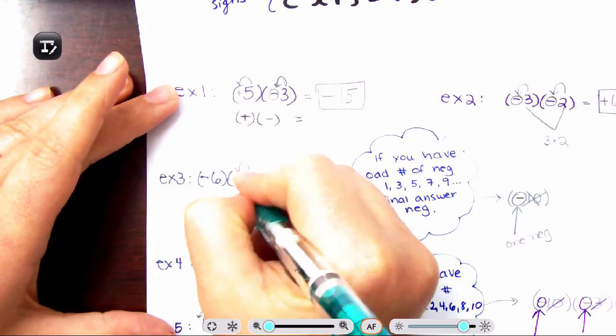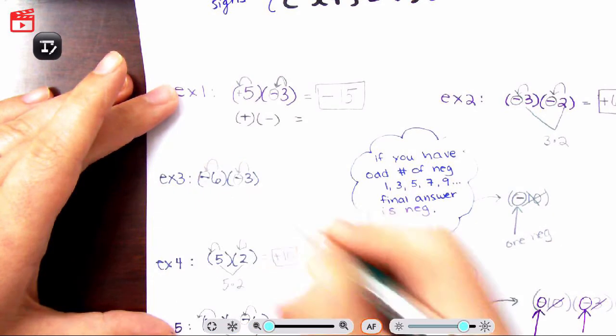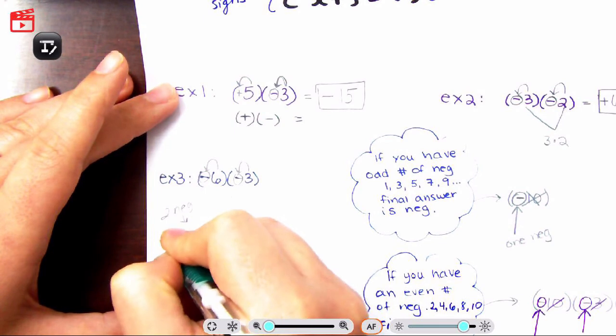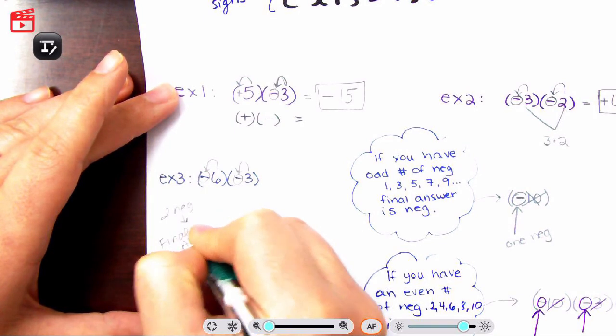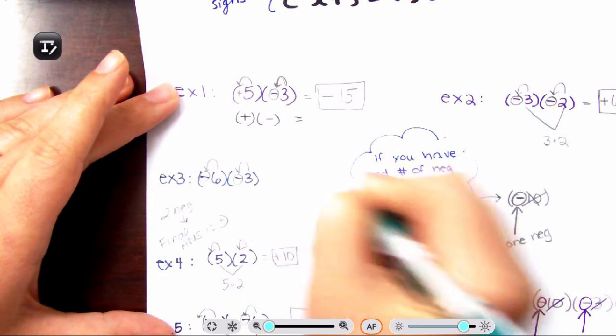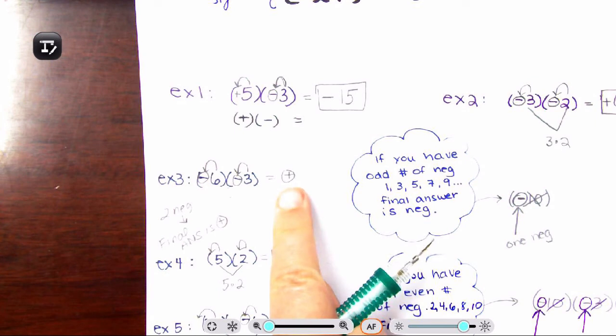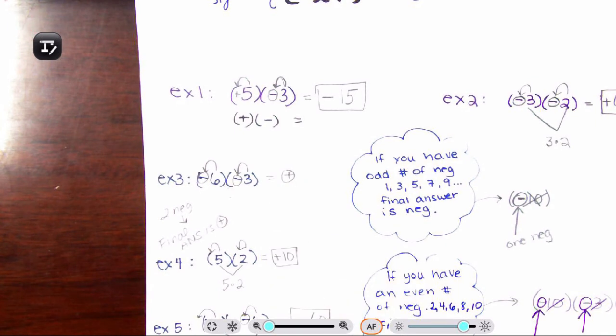In front of 3, I have 1 negative. In front of 6, I have 1 negative. So that means I have 2 negatives. And that means final answer is positive. So I'm going to write that my final answer is positive. Now, again, mathematicians are what? Lazy. If you don't want to put this plus in front of your answer, that's okay. If you're going into integrated math 1, you're going to assume that you know not to put this here. In my class, you're okay writing that plus in front of your numbers if you want to let me know for sure that it is positive.